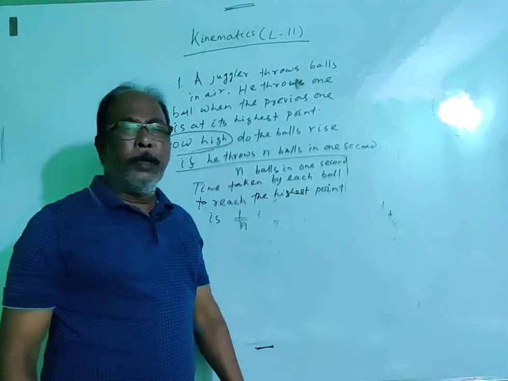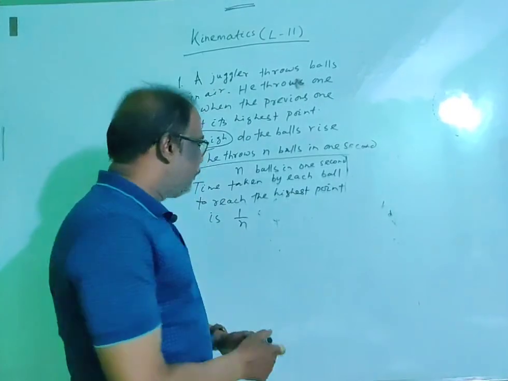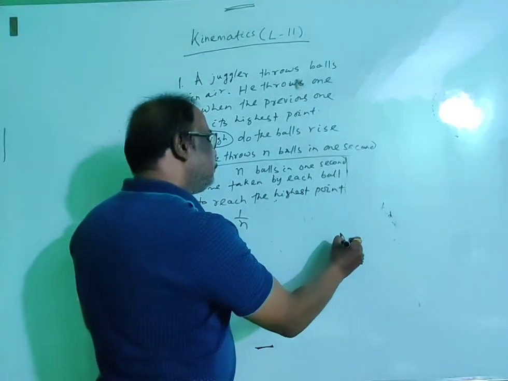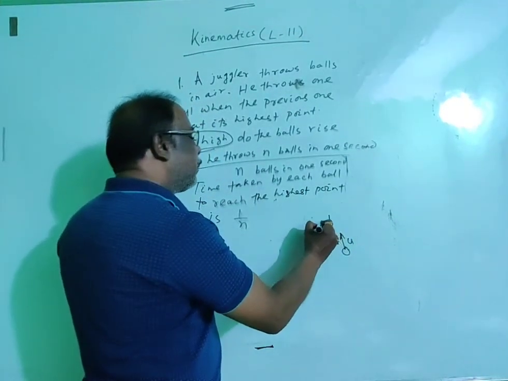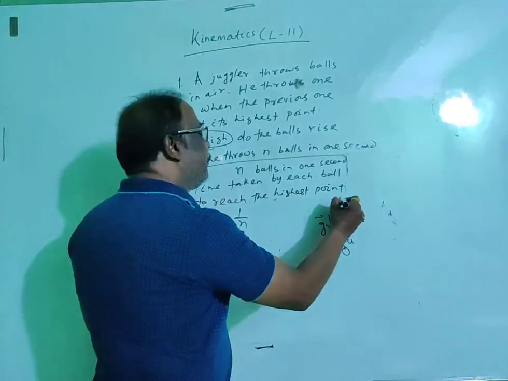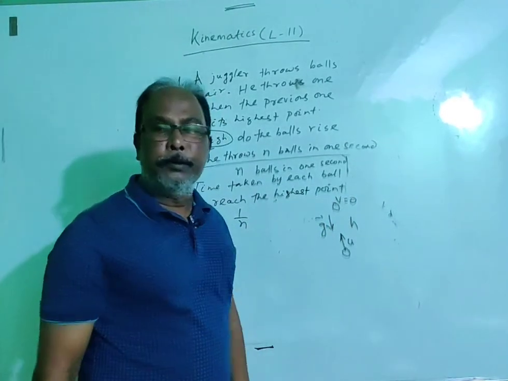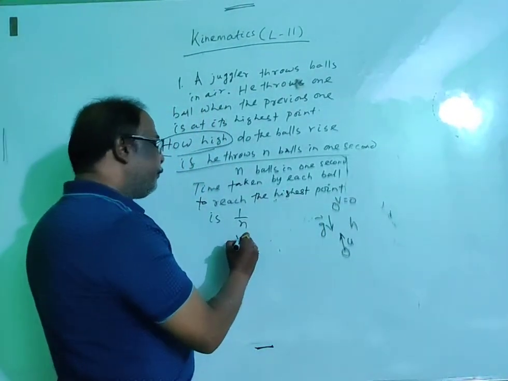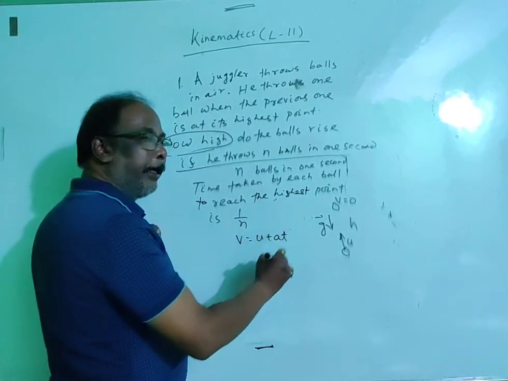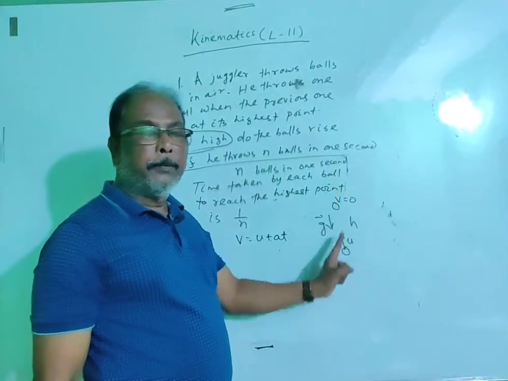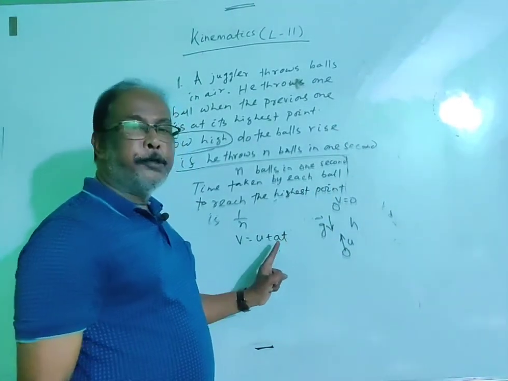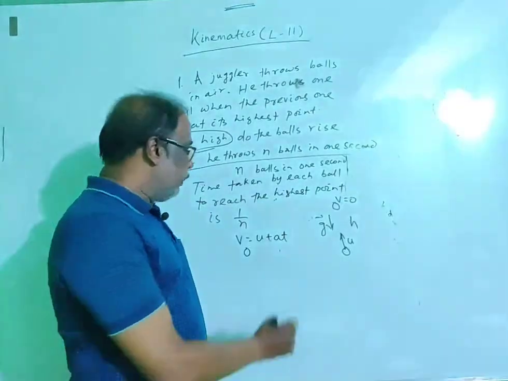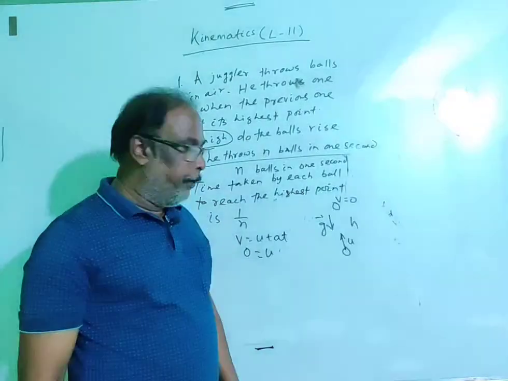The time taken by each ball to reach the highest point is 1 by n. Then again the same concept, the body is moving upward, thrown with the velocity u, acceleration due to gravity g, and final velocity 0. The body has moved through a vertical displacement h. Okay. Then our general equation v is equal to u plus at. We are considering time of ascent, body moves upward. Then the general equation v is equal to u plus at, and here final velocity 0. Initial velocity we have taken u.